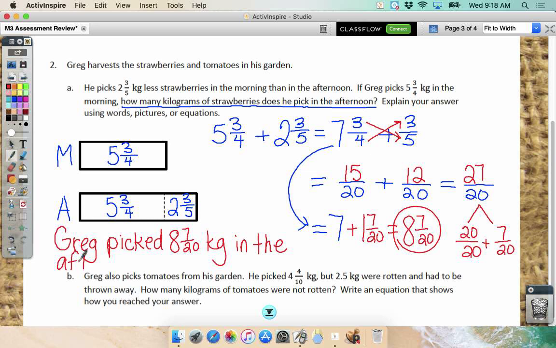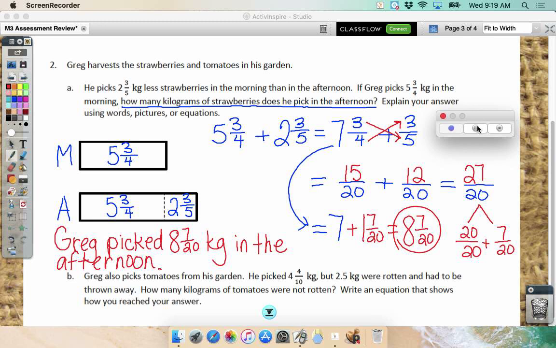Wait, so he only picked like 7/20ths of a berry? No, kilograms. So remember, a kilogram is about 2.2 pounds. So that's over 16 pounds of strawberries. Oh my goodness. I know.